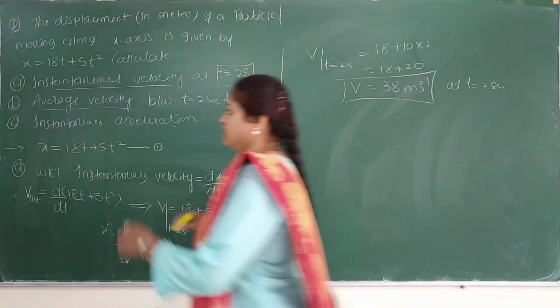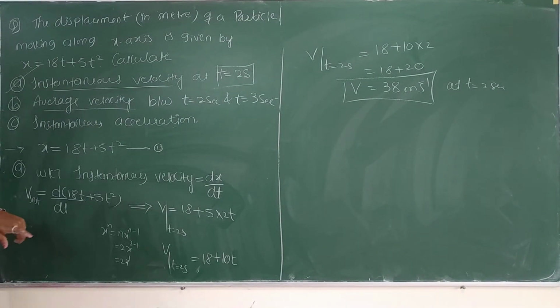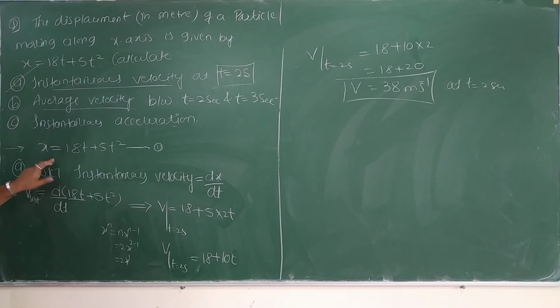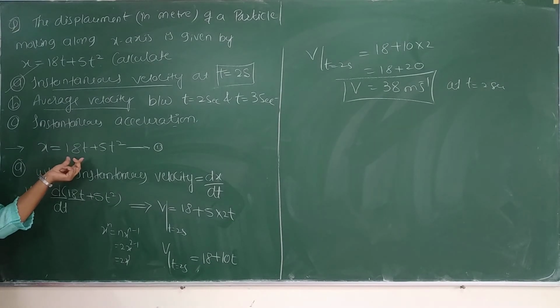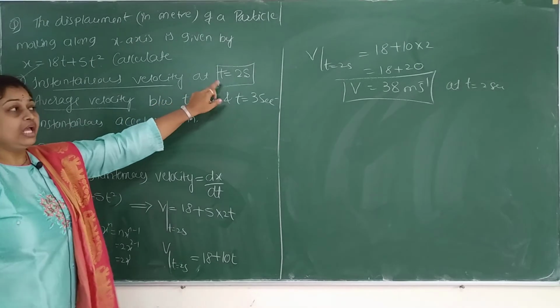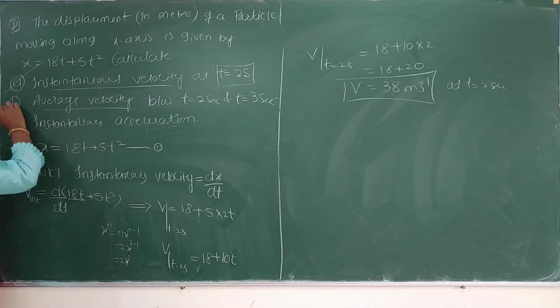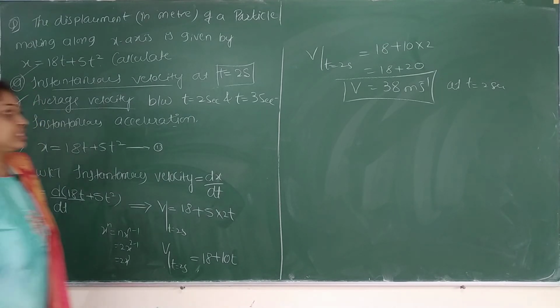Is it clear? First one, once again, instantaneous velocity they are asking and they are given a displacement. Just differentiate this given displacement once, you will get a velocity. And for instantaneous, they are given a particular time. At that time, velocity will be how much? 38 meter per second. Now second one, average velocity.